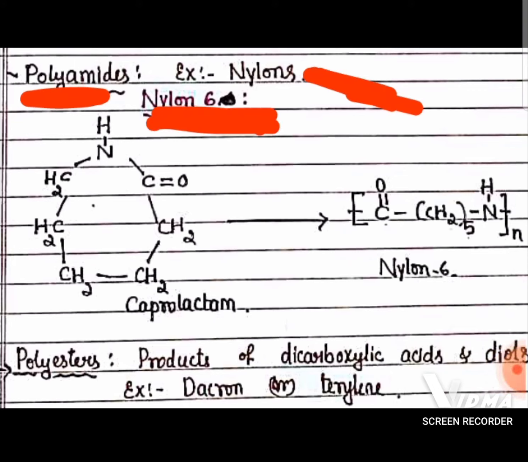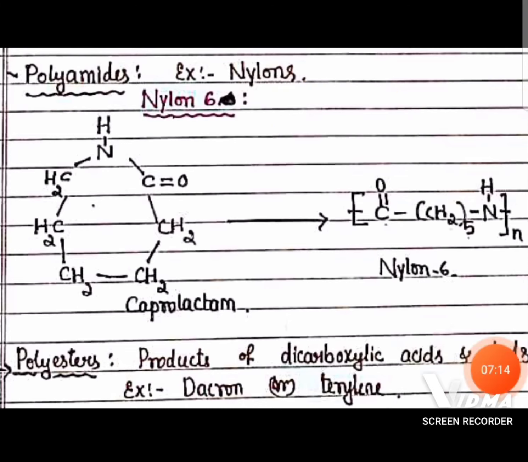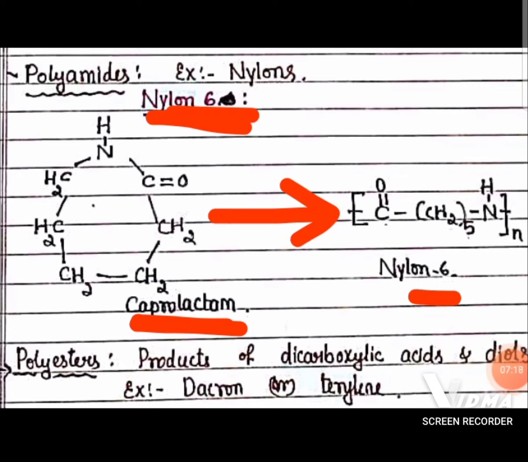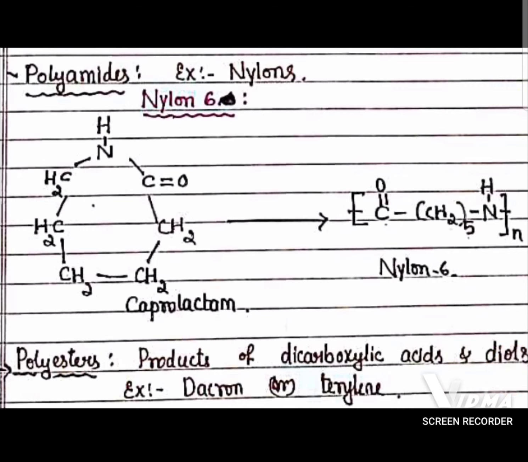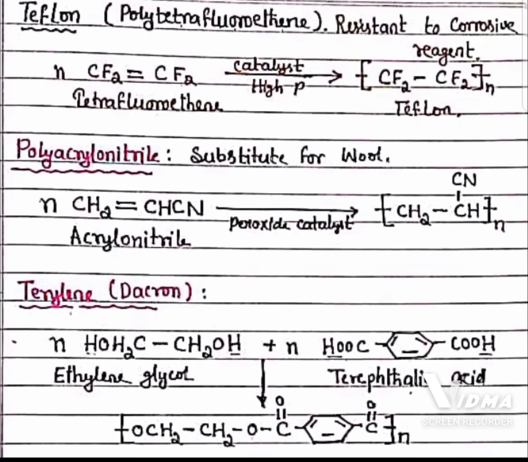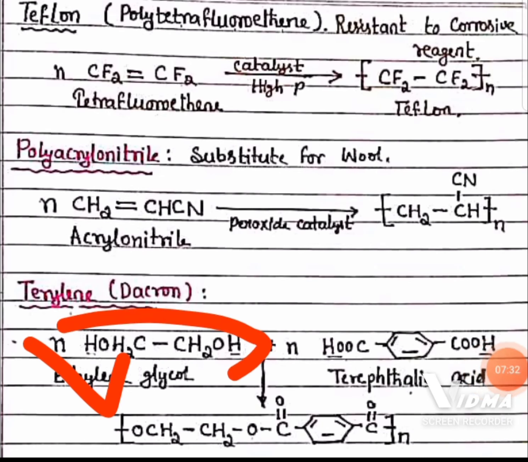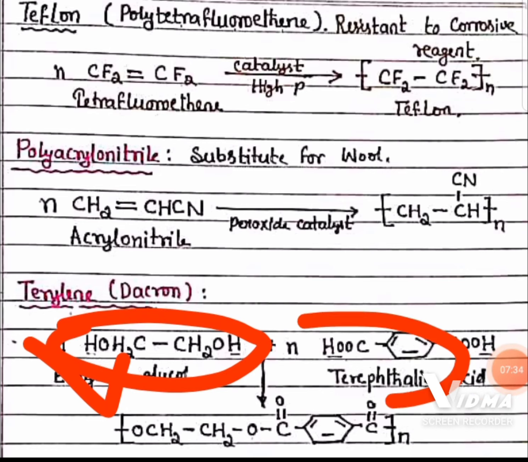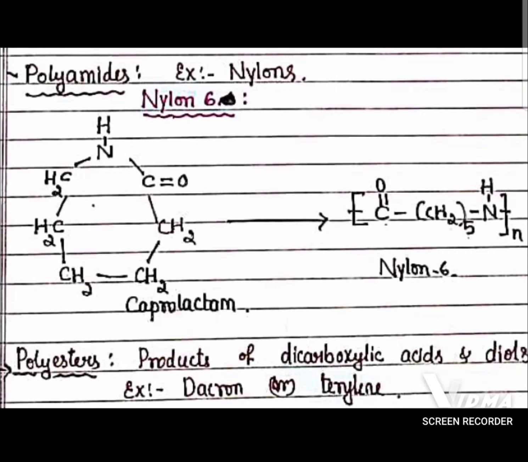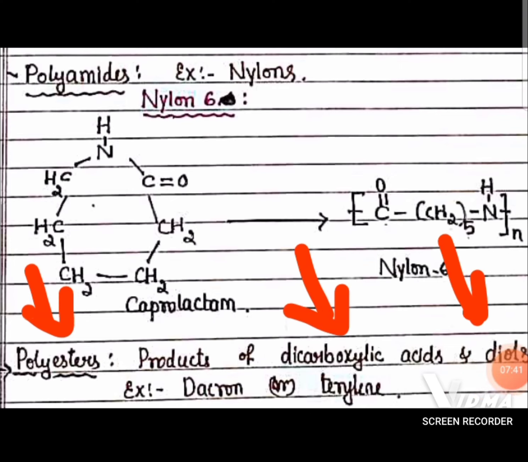Then polyamide. The best example for polyamide is nylons, and here we are going to see the preparation of nylon 6. The monomer for nylon 6 is caprolactam. And remember, polyester examples are dacron and terylene. Just now we learned the preparation of dacron or terylene, which is prepared from ethylene glycol and terephthalic acid. This is one example of a polyester, and it is a product of a dicarboxylic acid and a diol.